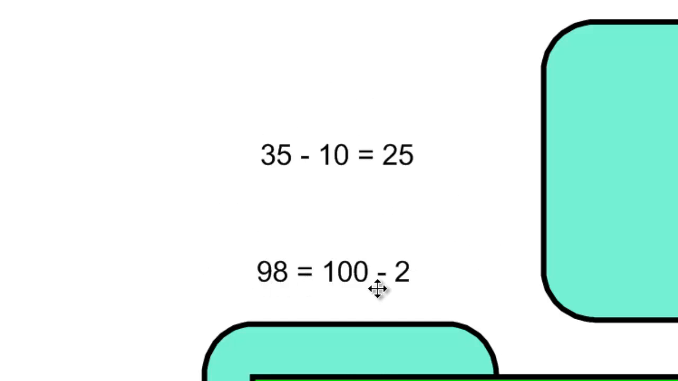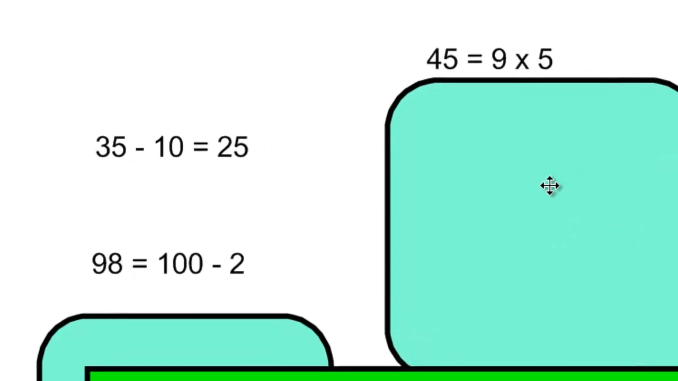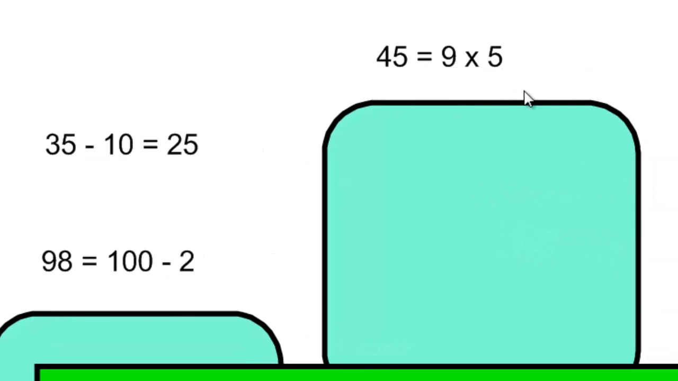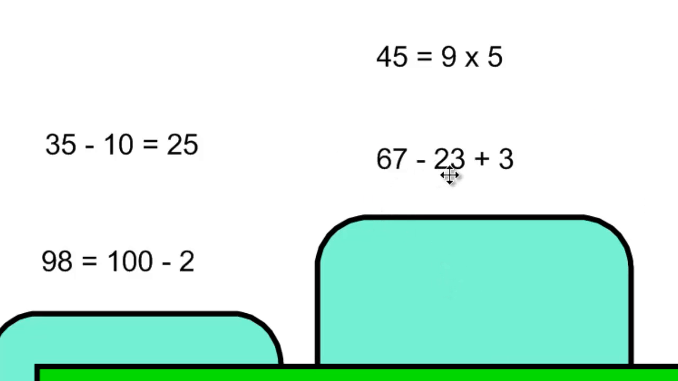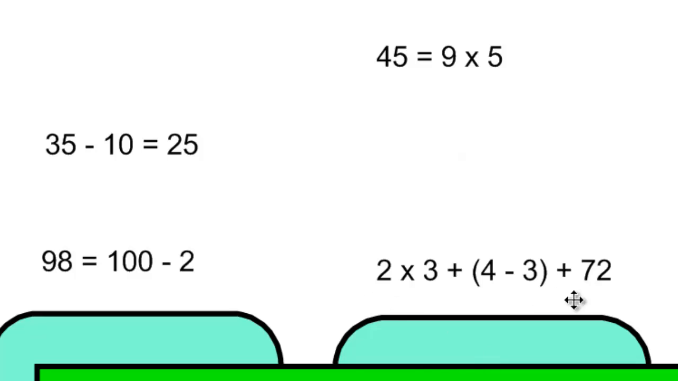98 equals 100 minus 2. Do you have two sides that are balanced? Yes, you do. What about over here? 45 is equal to 9 times 5. Two equal sides? Yep. 67 minus 23 plus 3. Is it an equation? Do we have two equal sides? No. And what about this order of operations question? Do you have two equal sides here? No, you don't. So out of those 6 examples, we've got 3 that are official equations.